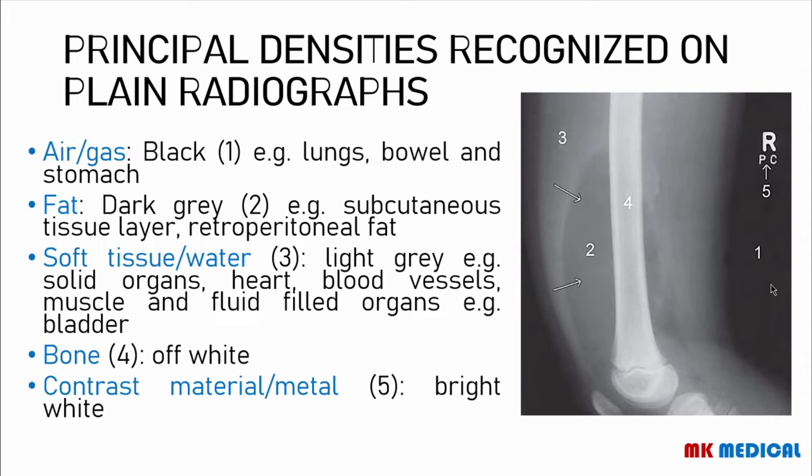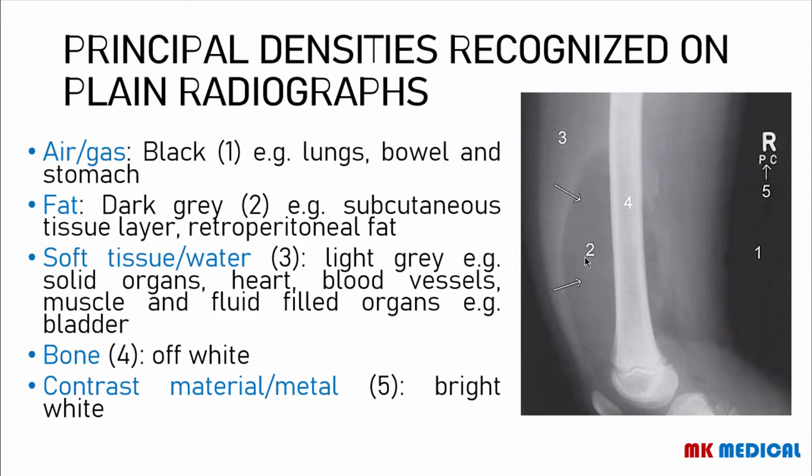Then we move on to number two, which is fat. Remember, fat is going to attenuate some X-rays, but not to a very large extent. So it means that fat or even subcutaneous tissue, even retroperitoneal fat, is going to be appearing dark gray, what is depicted by the arrows or what is depicted by number two over here. The soft tissues will not absorb a lot of X-rays. Even water will not absorb a lot of X-rays. So it's going to be appearing light gray.